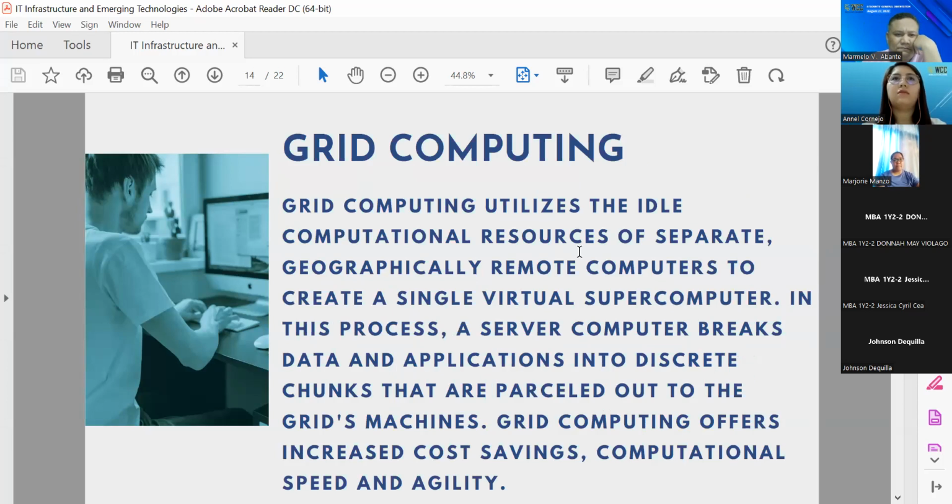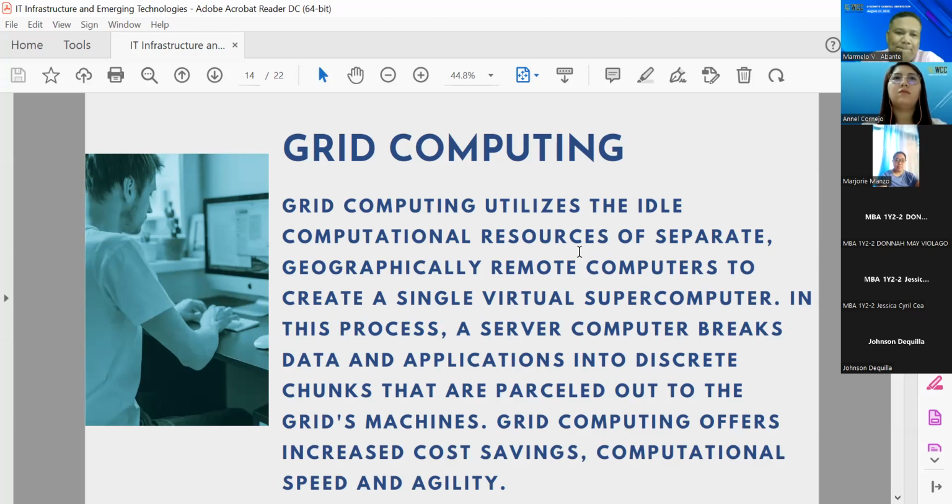Next, we have grid computing. Grid computing utilizes the computational resources of separate geographically remote computers to create a single virtual supercomputer. In this process, a server computer breaks data and applications into discrete chunks that are parceled out to the grid's machines. Grid computing offers increased cost savings, computational speed, and agility.